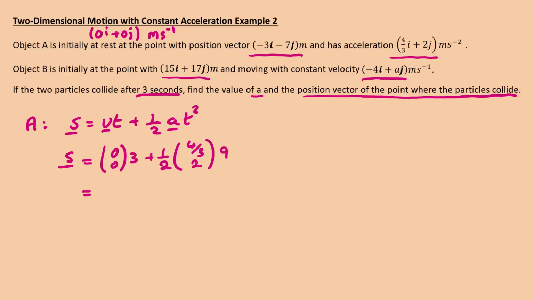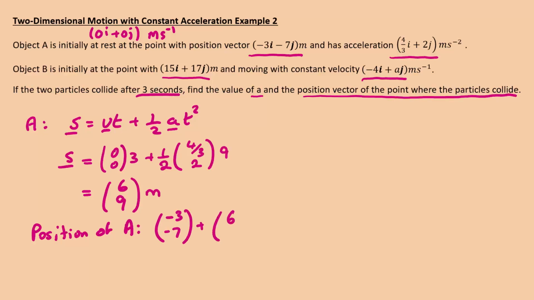So if I do 9 times 4/3, that's 12. Half of that is 6. And then 9 times 2 is 18. Half of that is 9. So 6, 9. So the position of A is going to be, the start position is at -3, 7, and it's moved 6, 9. So that is now going to be at the point with position vector 3, 2.